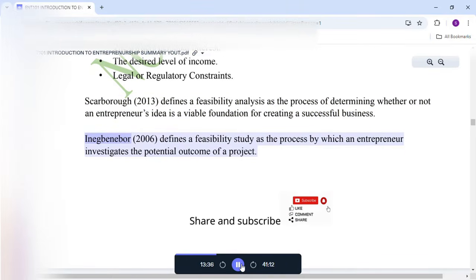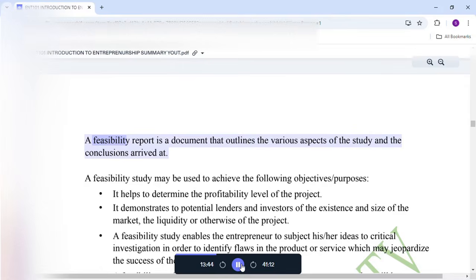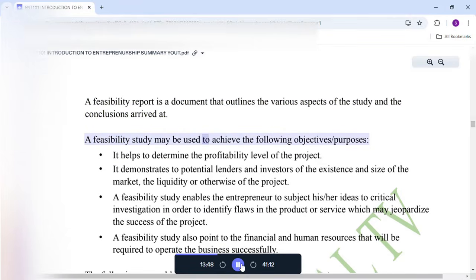ENT101, 2006, defines a feasibility study as the process by which an entrepreneur investigates the potential outcome of a project. A feasibility report is a document that outlines the various aspects of the study and the conclusions arrived at. A feasibility study may be used to achieve the following objectives/purposes.